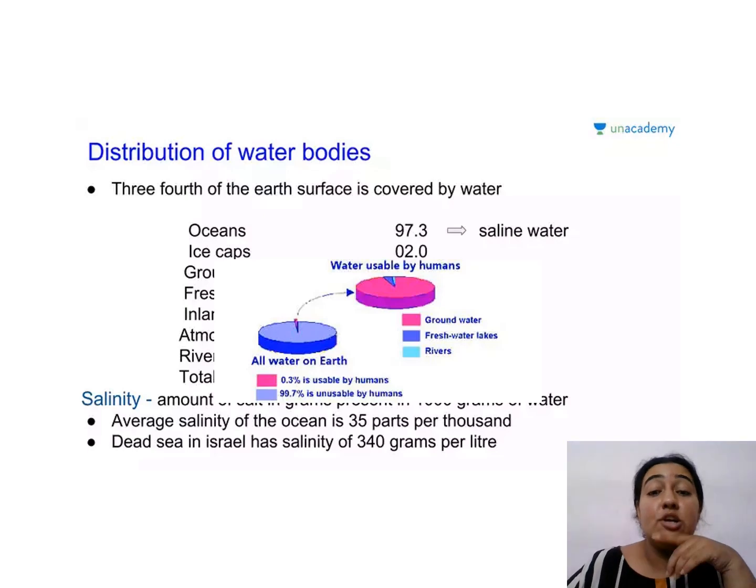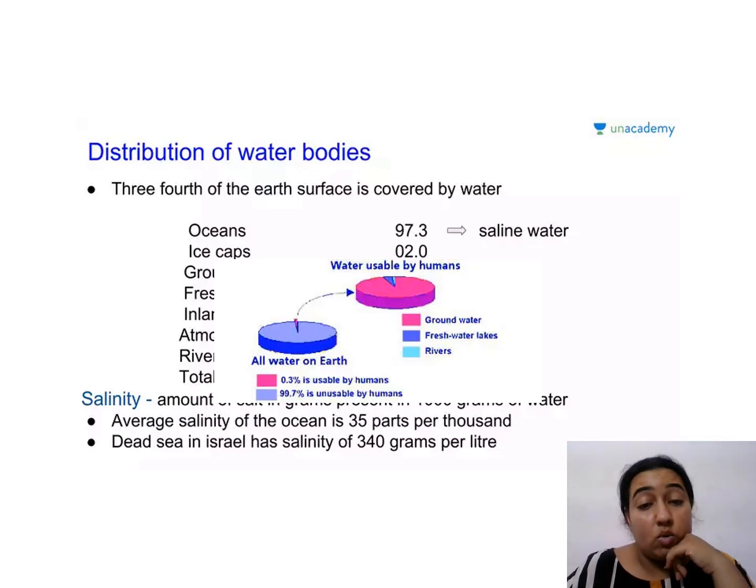Now, distribution of water bodies. Now this is very important. I have prepared this chart for all of you. Now how are water bodies distributed? First of all, we need to think about how much water is there on the earth. Suppose this is all the water on the earth. Now only 0.3 of this water is used by humans.